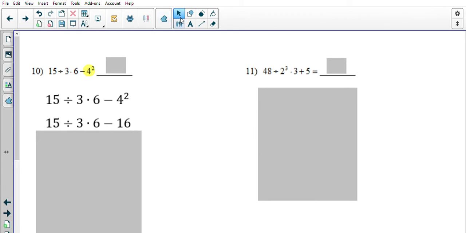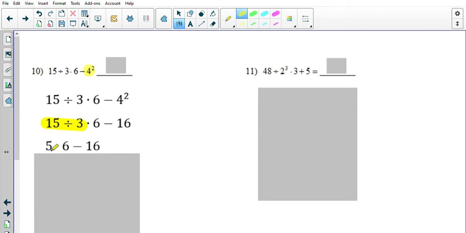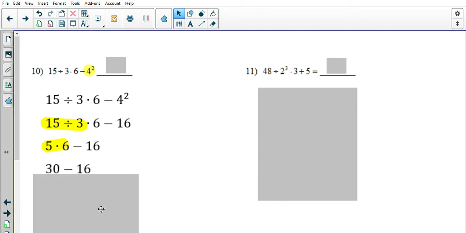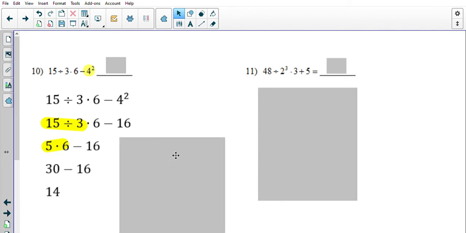Now for multiplication and division, we work in order from left to right. So let's do 15 divided by 3 next, which gets us 5. We have 5 times 6 minus 16. Let's do our multiplication first. So do 5 times 6. That's going to get us 30 minus 16. Final solution will be 14.